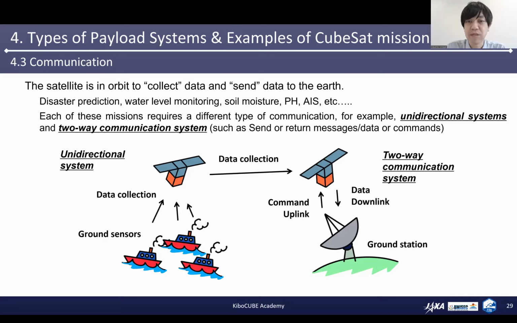A system in which small sensors placed in the ocean or on the ground transmit data to the satellite, which orbits the Earth and collects the data sent from the sensors on the ground. Each of these missions requires a different type of communication. For example, unidirectional systems and a two-way communication system, such as send or return message, data, or commands.